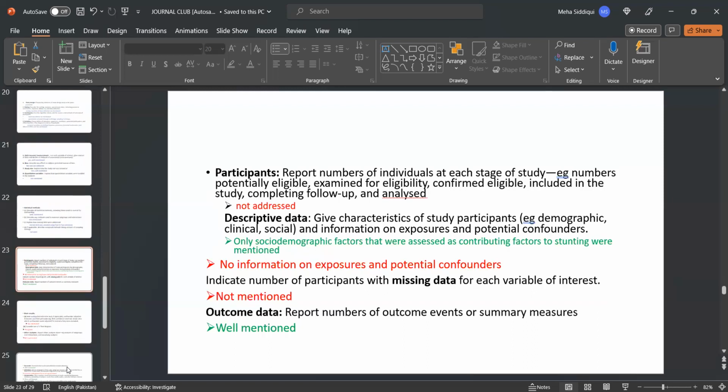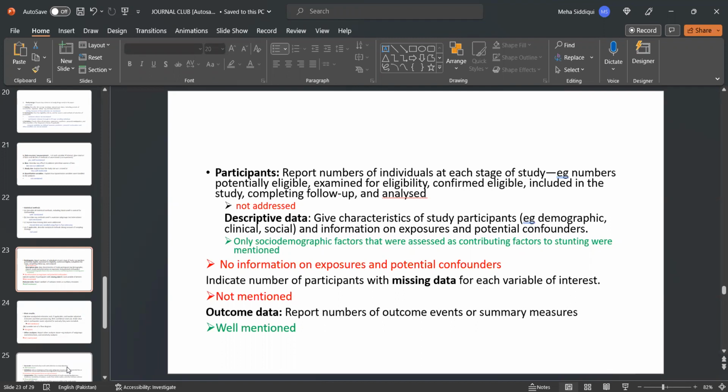Then participants: report the number of individuals at each stage of the study, for example, number potentially eligible, examined for eligibility, confirmed eligible, included in the study, completing follow-up, and analyzed. Descriptive data: give characteristics of study participants, like demographic, clinical, and social information, exposures, and potential confounders. Only socio-demographic factors that were assessed as contributing factors to stunting were mentioned, and there was no information on exposures and potential confounders. Indicate the number of participants with missing data for each variable of interest. It is not mentioned.